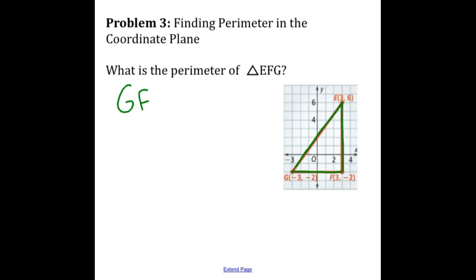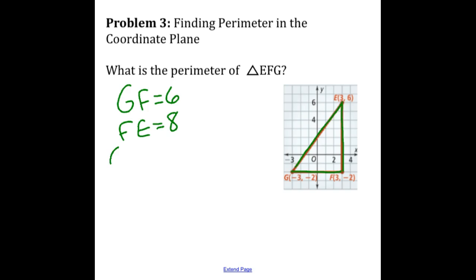For GF, you could either use the distance formula in the coordinate plane we talked about before, or you can actually count how far it is between them because it happens to be a horizontal line. So I'm going to count from G to F. I go 1, 2, 3, 4, 5, 6. And then we can also look from F to E. How far is that? Count it out. I'm going to count from F up to E. 1, 2, 3, 4, 5, 6, 7, 8.